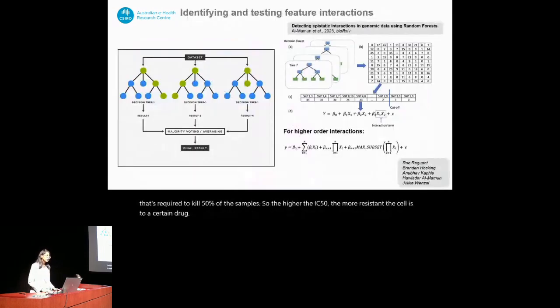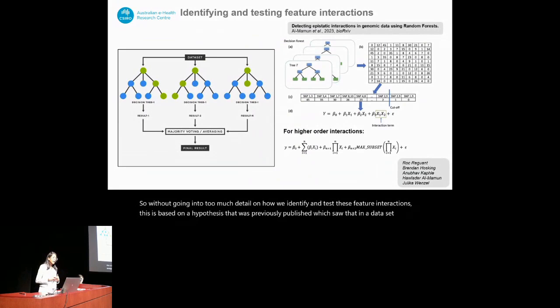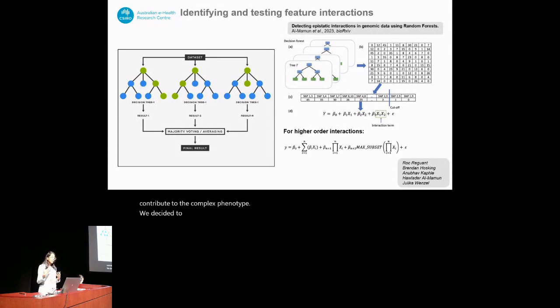So without going into too much detail on how we identify and test these feature interactions, this is based on a hypothesis that was previously published, which saw that in a GWAS data set where you have lots of SNPs and a complex phenotype, they found that SNPs that occur concurrently in the branch of a tree were more likely to be epistatic SNPs and contribute to the complex phenotype. We decided to extend this and essentially wanted to apply this to continuous data and multimodal data. And we hypothesized that this also applies to features such as proteins or genes.